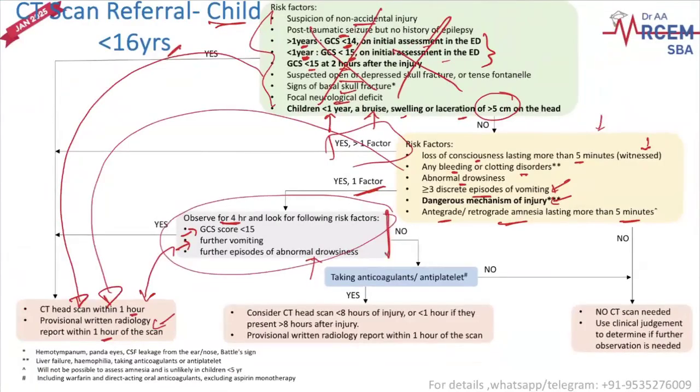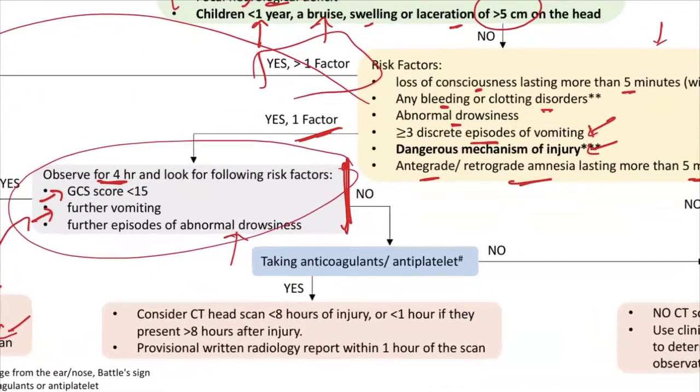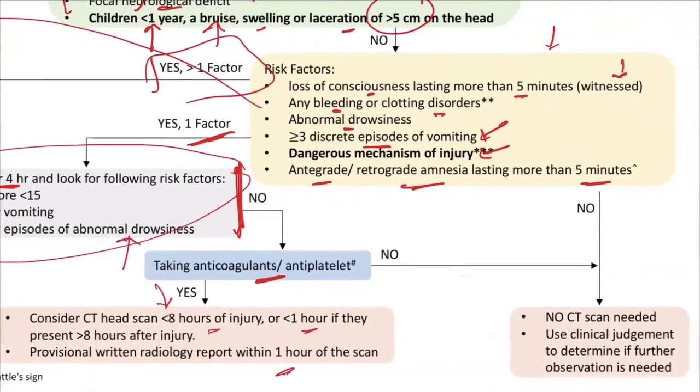If none of the following has happened, then you will be seeing if the patient is on any anticoagulants or antiplatelets. Aspirin should be excluded. Most of the time, children will not be on anticoagulants or antiplatelets. But if they are, then you get the CT scan done within 8 hours of the injury. If 8 hours have already gone, then within 1 hour you get it done and reported, a provisional report, within an hour's time.